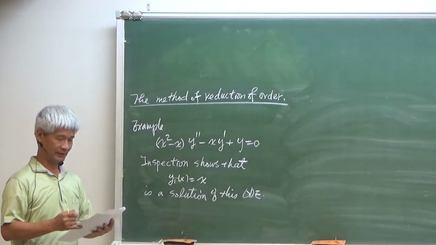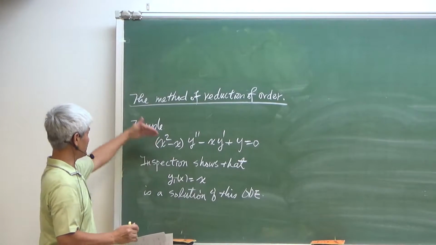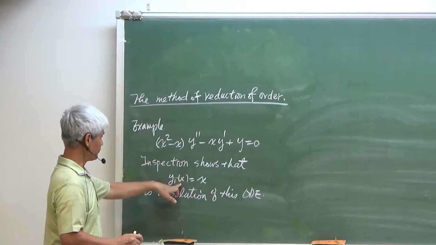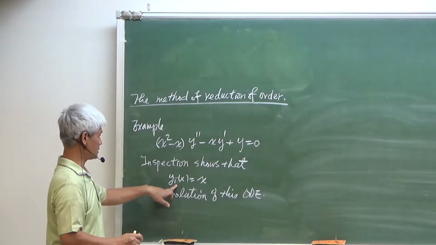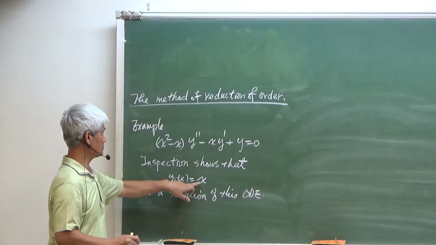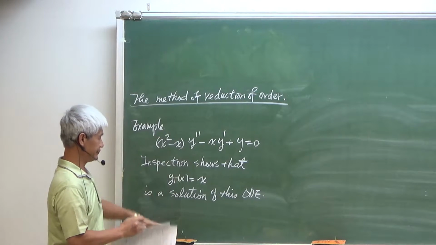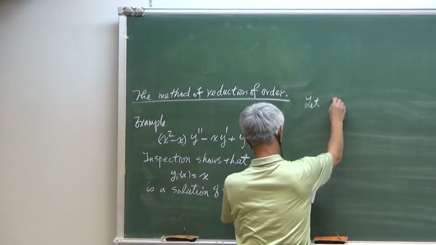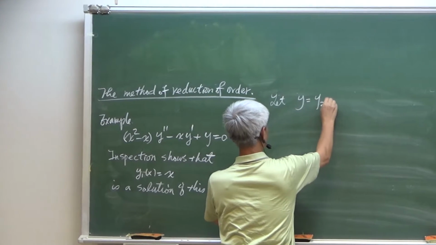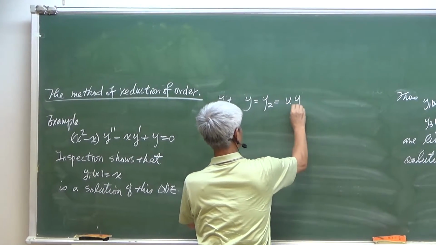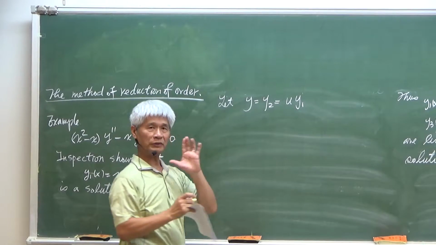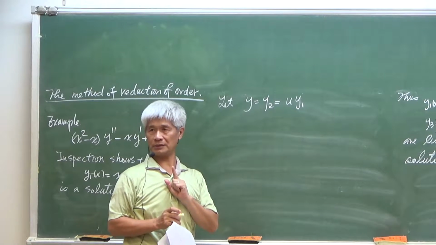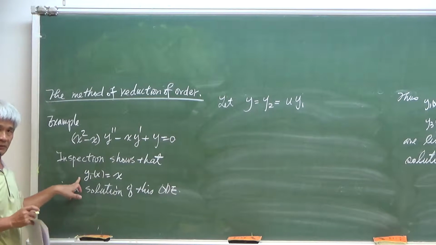Of the method of reduction of order. Okay, so now we continue this example. By inspection, we find one solution, which is a polynomial of degree 1. And so we let y2 equal to u y1. Okay, so we want to find a second solution, which is linearly independent of the first solution.